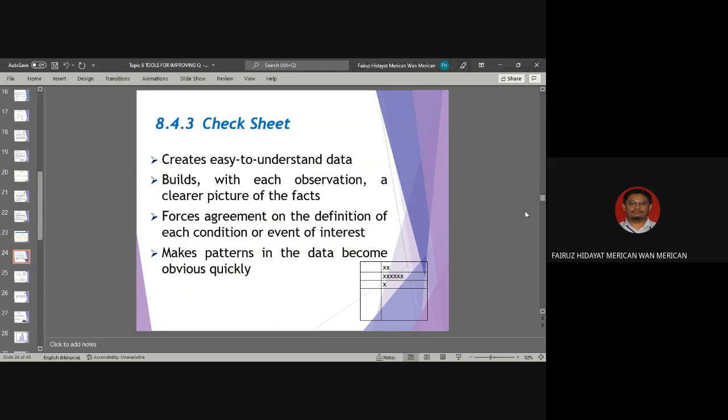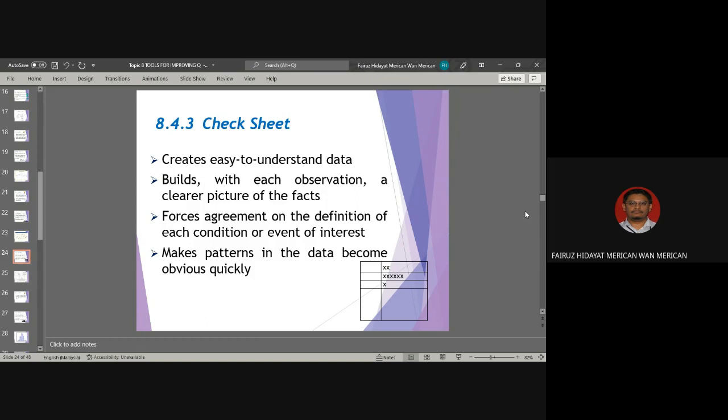People will have a better idea about the facts of the process that is being measured, and from there they can determine whether there needs to be improvements to the quality or not. And it also forces agreement on the definition of each condition or event of interest. Like the flowchart, it helps to ensure that those involved in analyzing the data will agree on each definition for the conditions that is being measured, because everything there is stated on the check sheet, so they cannot argue against it because the facts are there. They cannot give different definitions because everything is clearly stated on the check sheet. So once they are all agreeing to the data, then they can take the necessary action.